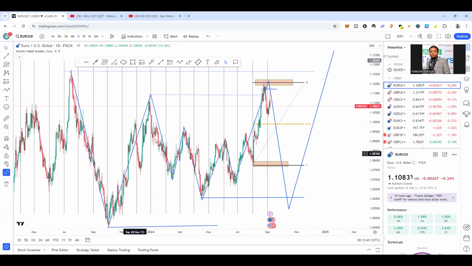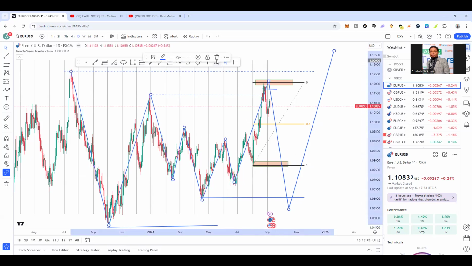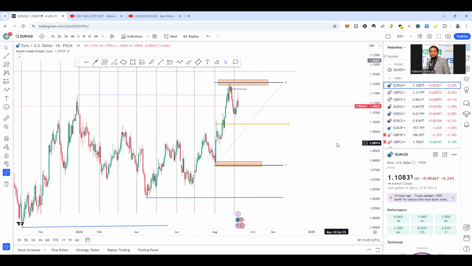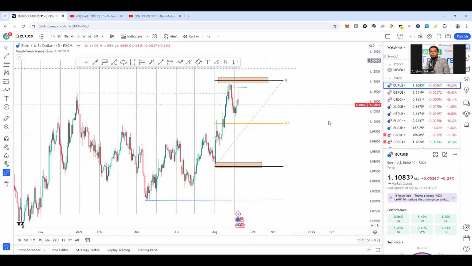This is the structure that we have playing out already. So right now, price is pulling back. And the beauty of this market is that it always creates this structure over and over, if you understand it. So for EURUSD, you want to be looking for selling opportunities.